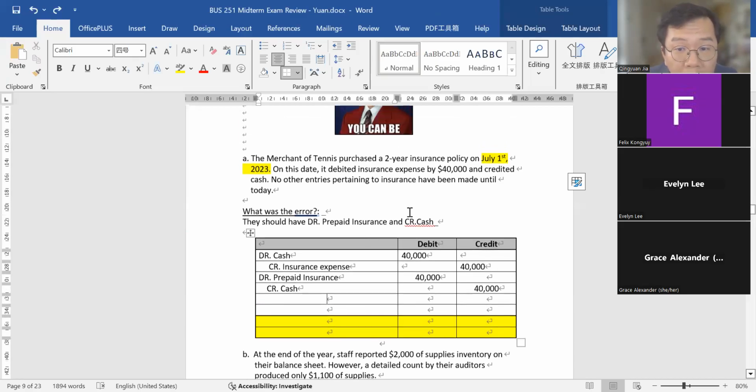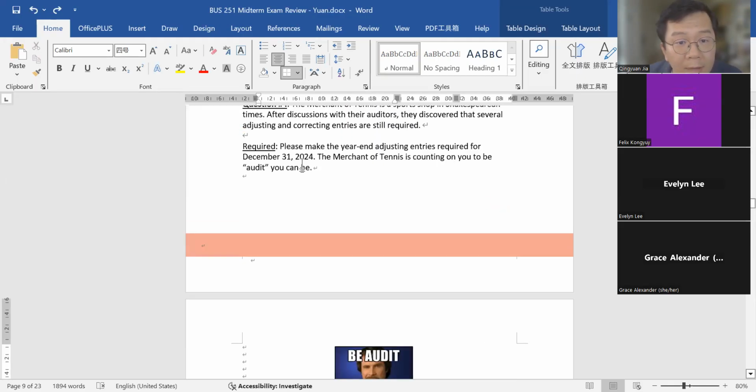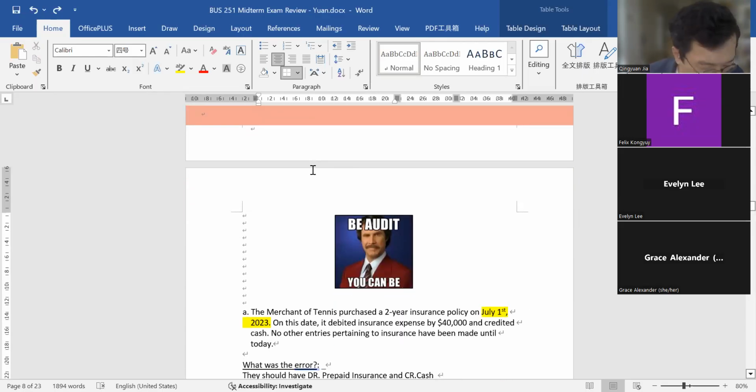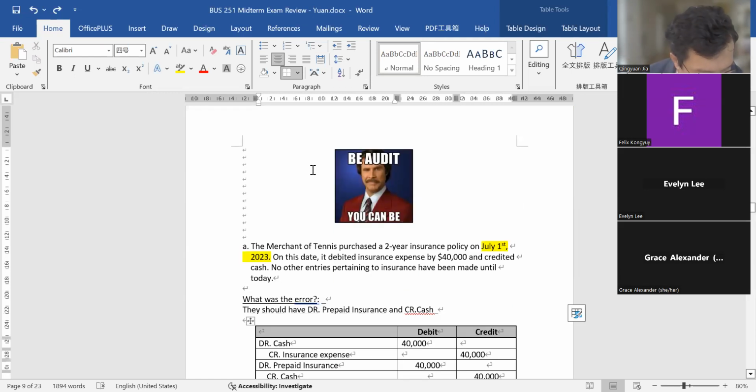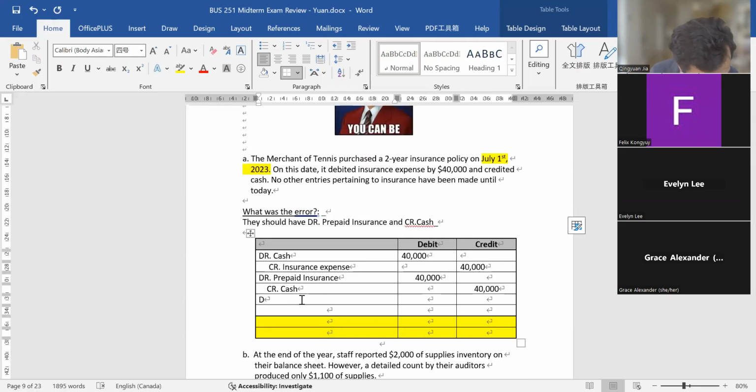Okay, so standing from this point, you paid the money for the future, but till the last day of 2024, 1.5 years has already passed, right? So we used 1.5 years out of 2 years. It's like 3/4. This is how much we have already used of the money that we paid, right? So we debit insurance expense.